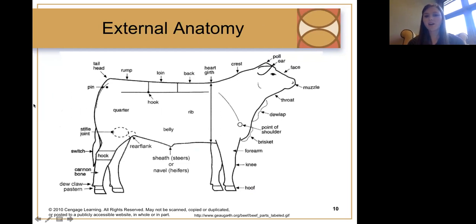So just a picture of the external anatomy of the cow. Again, I'm not going to expect you to know all of these at all, but just for your information, if you want to know it, I just put this on here just so you would have it. We'll talk a little bit about other body parts later when they come into play with things like body condition score and things like that.